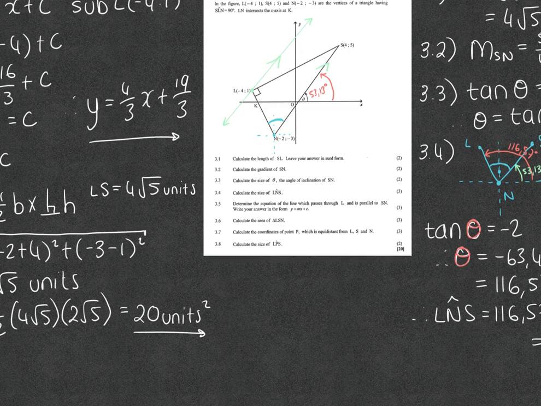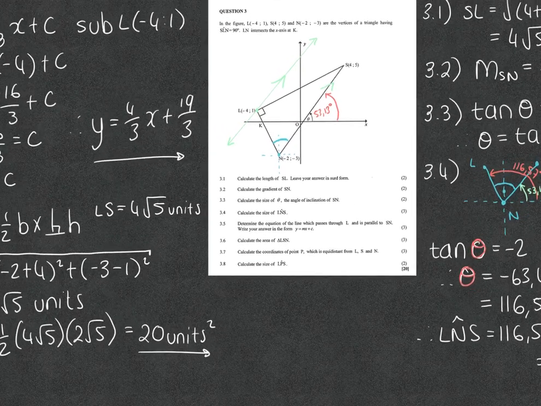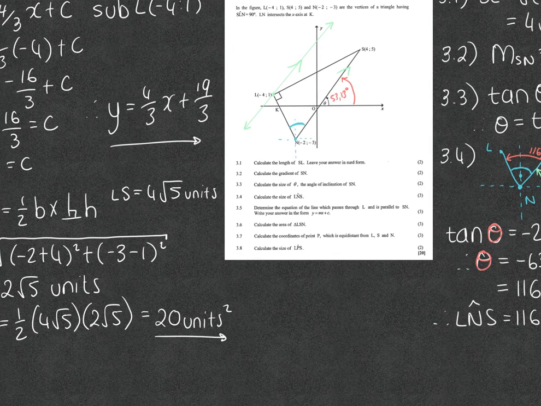Cool. Then it says 3.7, calculate the coordinates of P, which is equidistant from L, S, and N. Okay, so we've got equidistances going here. Let's have a look-see. Equidistance means exactly what it stands for, equal distances from certain points. So that means that from L to P is the same distance, so let's write that out. So we now know for 3.7, and we'll do that one over here, we know that L to P is the same as S to P, which is the same as N to P. That's what equidistance actually means.